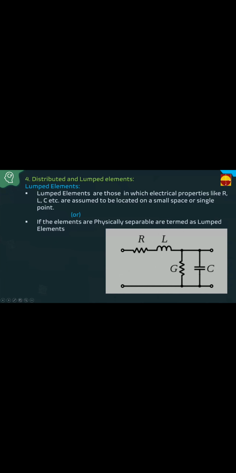If the elements are physically separate, you can identify just by seeing how much resistance, inductance and capacitance there is. Yes, this is the resistance, this is the inductance, this is the conductance, this is the capacitance. Then which element is it? Lumped element. These are the lumped elements.